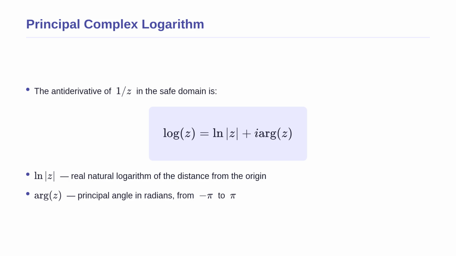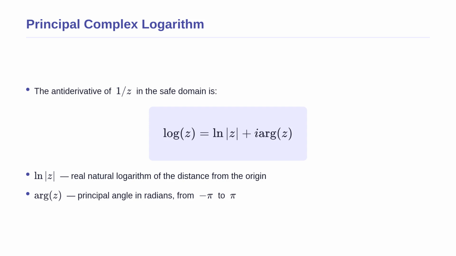This brings us to the formula for the principal complex logarithm, which perfectly reverses the derivative of 1 over z. The formula has two parts. The first part is the normal real natural logarithm of the absolute value of z, which is just the distance from the origin. The second part is imaginary, using the principal angle of the complex number, measured in radians from negative pi to positive pi.